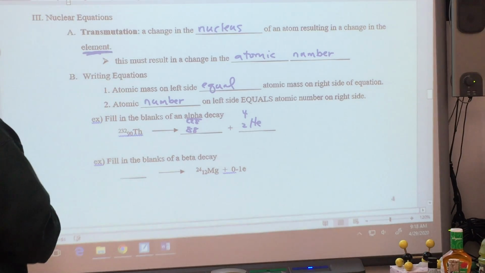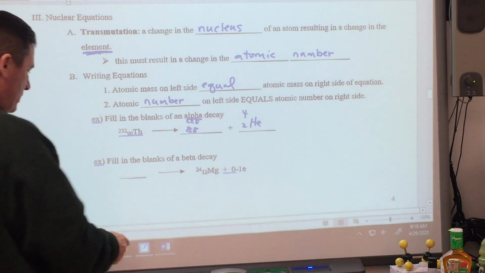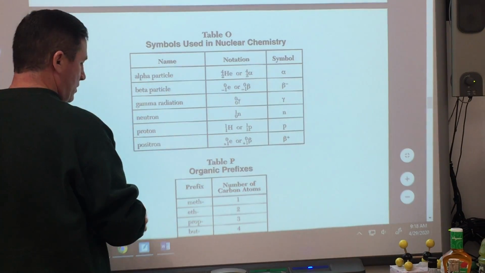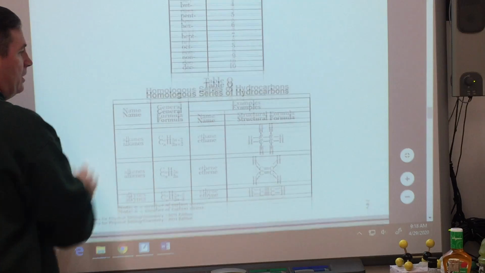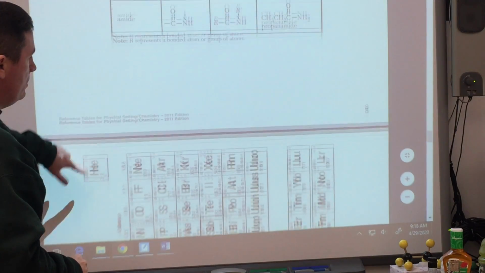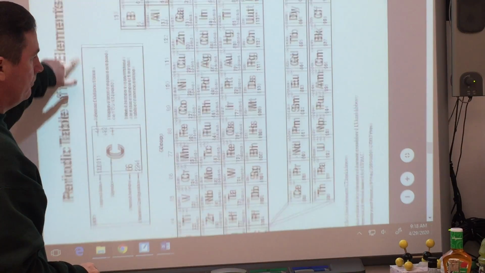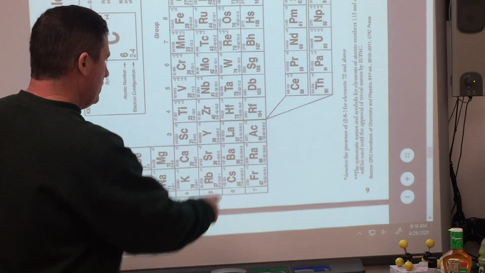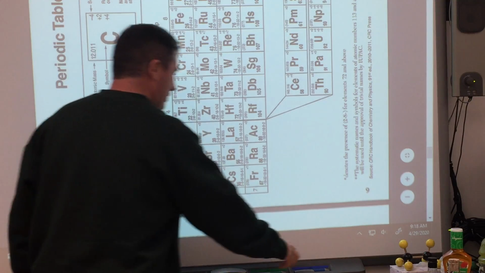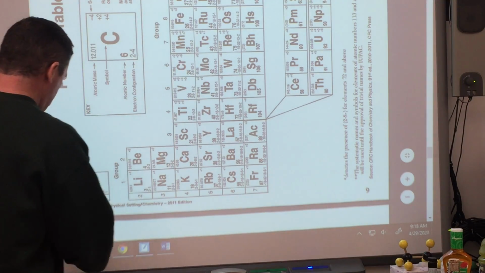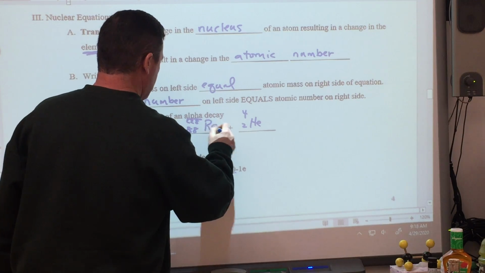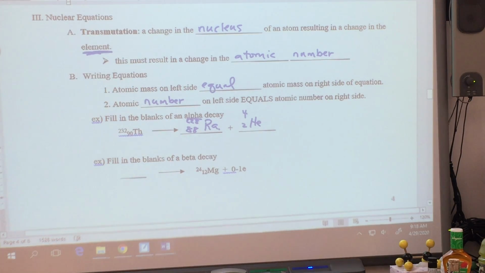Okay, and what's 88? You should probably look. I don't have these memorized either, and these big ones here. So 88 is around uranium. It's not there yet. It's Ra, and Ra is radium. Okay, so that's a transmutation.